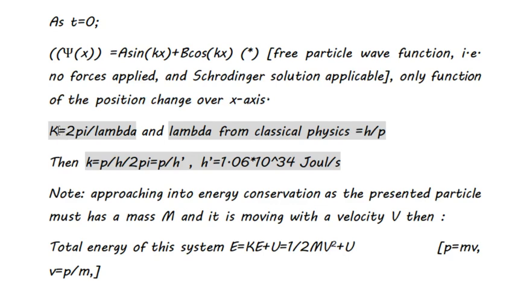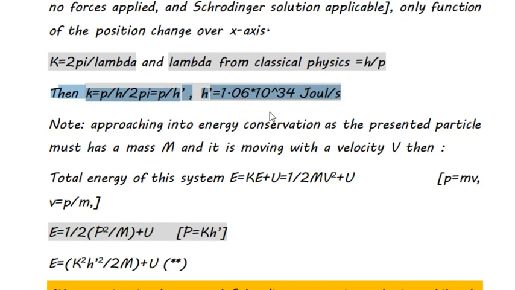So k also is constant, and it's equal to 2 pi divided by lambda, and lambda from classical physics equals h divided by p. This is the Planck constant. So k equals p divided by h divided by 2 pi, and this is equal to p divided by h prime, which we have discussed before, and it's also constant in itself, which is equal to 1.06 times 10 to the minus, I think minus 34 joule second. So this is minus, not positive.